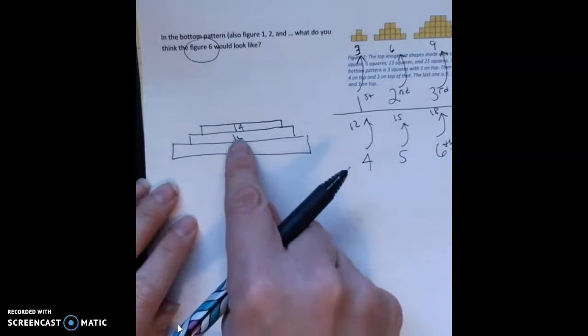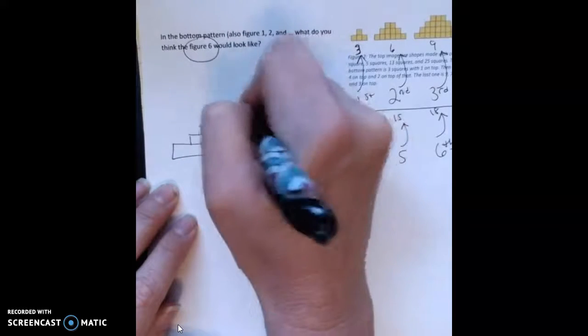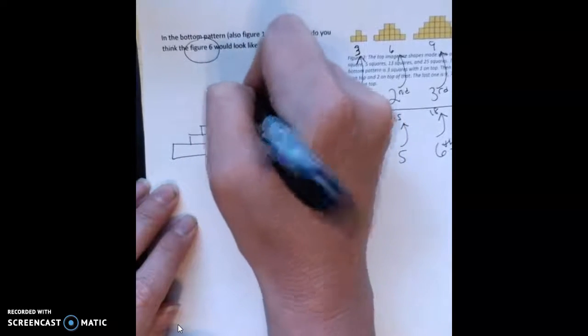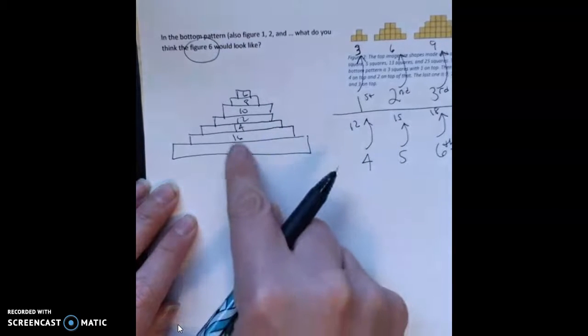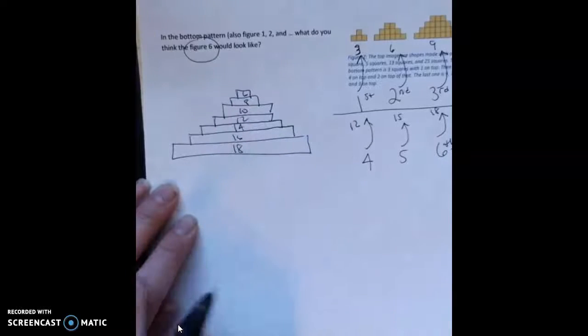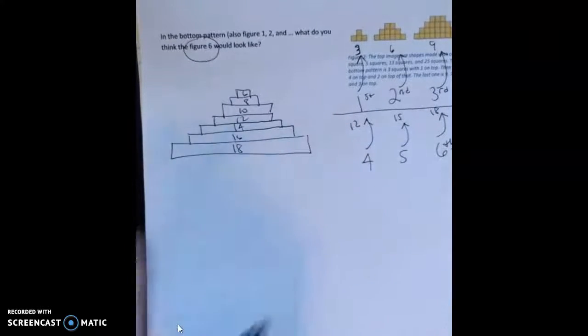So I go 18, 16, 14, and then I am going to keep going. So I'm going to go 12, 10, 8, and then I'm going to stop when there's 6 blocks on top. So 18, 16, 14, 12, 10, 8, and then at 6, I'm going to stop. So that's what I think the pattern is going to look like.